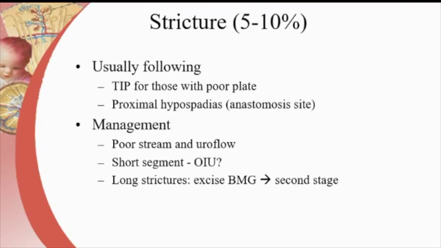Stricture of the urethra is particularly seen following tip repair with a poor plate, or in those with proximal hypospadias where the anastomotic site can develop a stricture. For the management, if there is a poor stream and uroflow and it is a short segment stricture, then you can do an optical internal urethrotomy. If it's a long stricture, again, you have to excise it, place the graft and then go for a second stage repair.